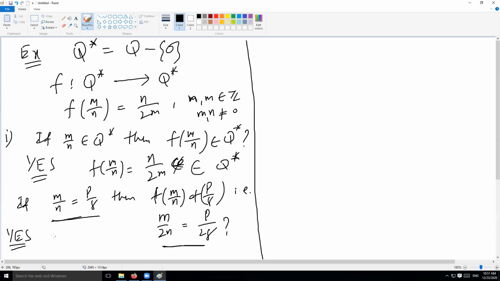So take M upon N equal to P upon Q and divide by 2. If you take M upon N equal to P upon Q and divide by 2, you have this equality. Okay? So this is indeed a function. So in other words, whatever recipe is given to you, you have to verify that the given function is a function actually.